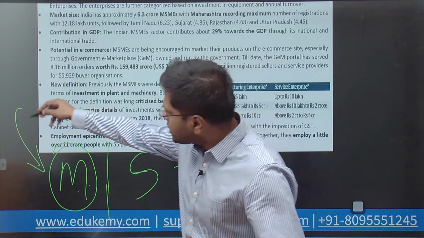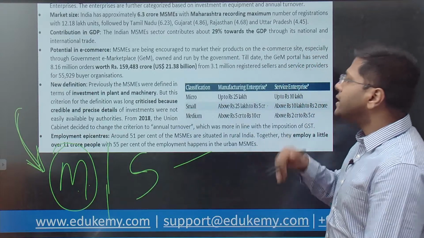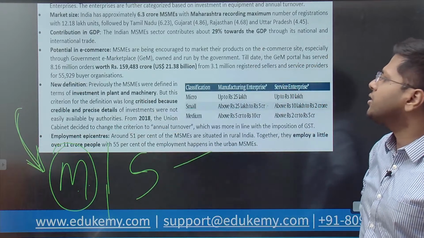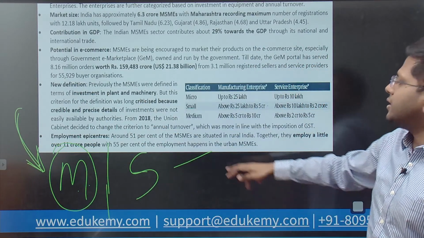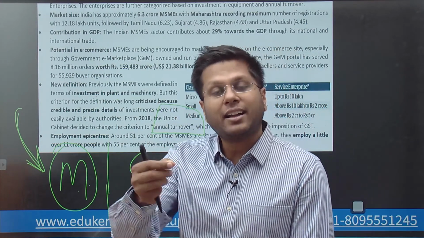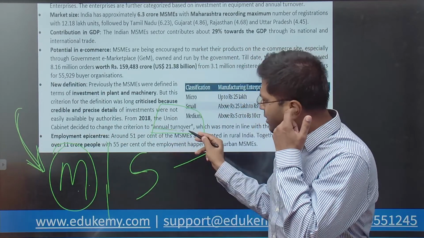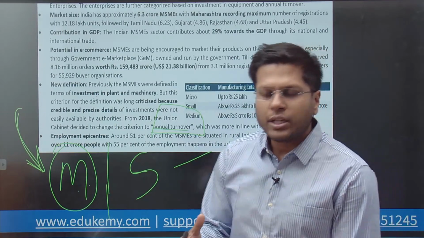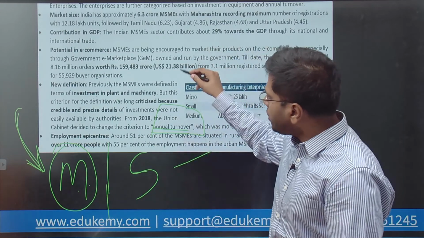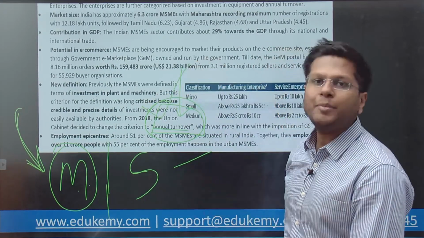But if the investment is vague, the criteria is not known, it is flawed, then the government said that the new definition will contain data on annual turnover instead of investment in plant and machinery. Turnover does not mean profit. Turnover means how much revenue you have generated. Out of the turnover, you will pay the employees, you will have depreciation costs, you will pay back the loans. There will be some profit or loss, but that is not important. What is important is how much you sold, the turnover. And on the basis of turnover, the MSMEs would be decided.